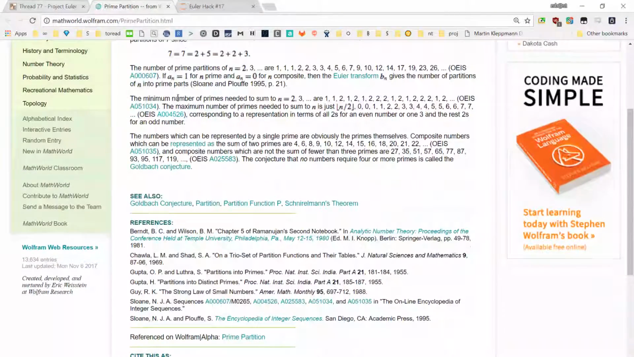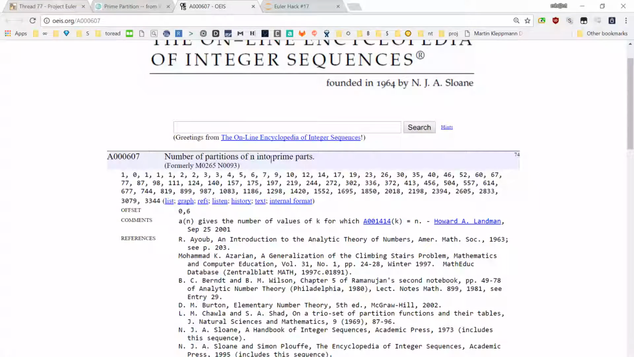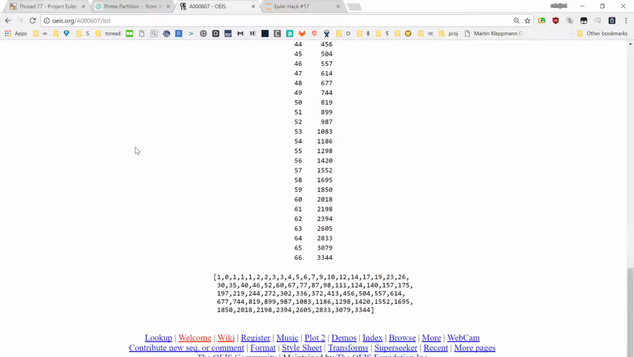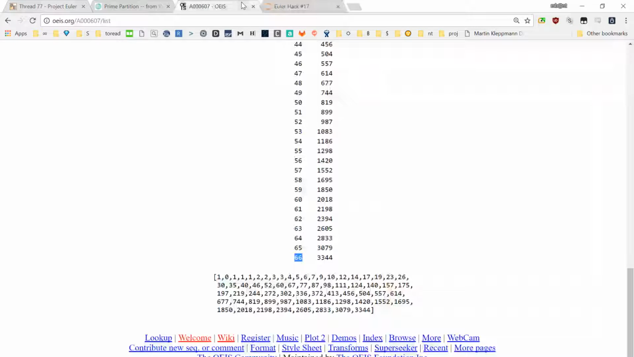So, Euler transform. Yeah, so what is it? 1, 1, 1, 2, 2, 3. Yeah, this is what I have also. So then you just have to go further. And this is the list. Like if I do 66, I should get 3344. This is the exact function of this, but it doesn't go apparently that far.